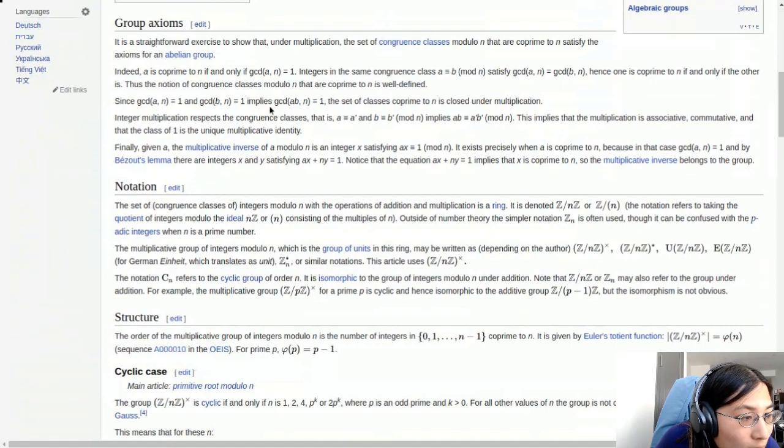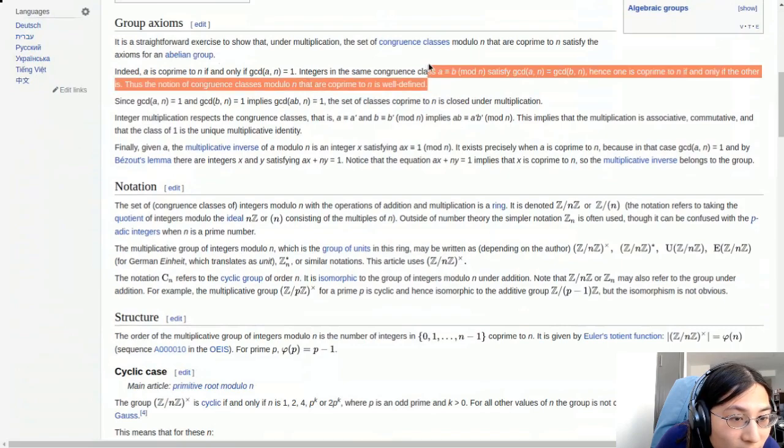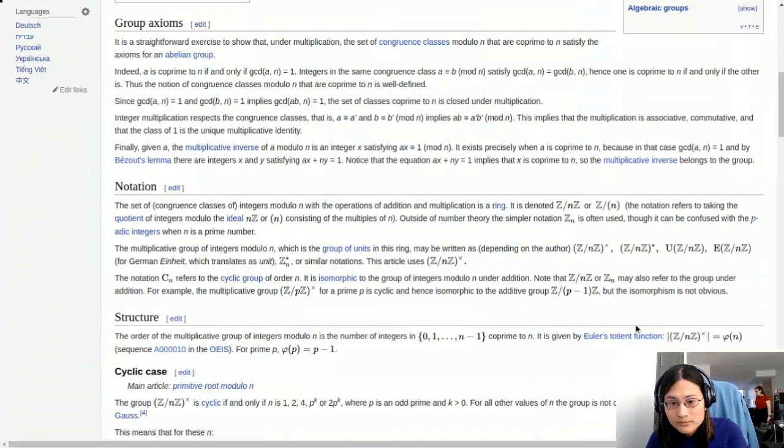I think I need my GCD code. Is it that I need my GCD code or... No, they don't have to be prime. They just have to be co-prime. How do I know?